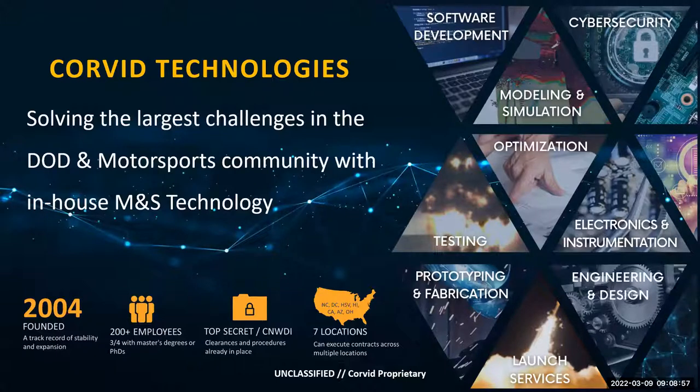Corvid has spent the last 18 years solving the most difficult problems in the DoD community to protect the American warfighter. With our headquarters being in North Carolina, we also have deep roots in the motorsports industry. As a company, we're nearing 300 employees and almost $150 million in yearly revenue. Our two primary software tools have their own full-time in-house development teams. And lastly, something that's paramount to our strategy is our in-house supercomputer with 60,000 cores dedicated to high-fidelity simulation for internal and external customers.